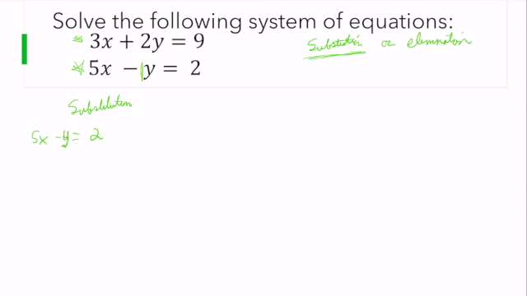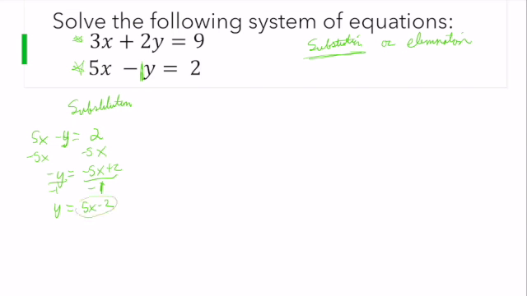I chose this equation because we already had y with a coefficient of 1. It's a negative 1, but at least then I'm probably not going to have to deal with any fractions. So I subtract 5x from both sides. I have negative y equals negative 5x plus 2. And then in order to get rid of this negative, I divide both sides by negative 1. That gives me y equals 5x minus 2.